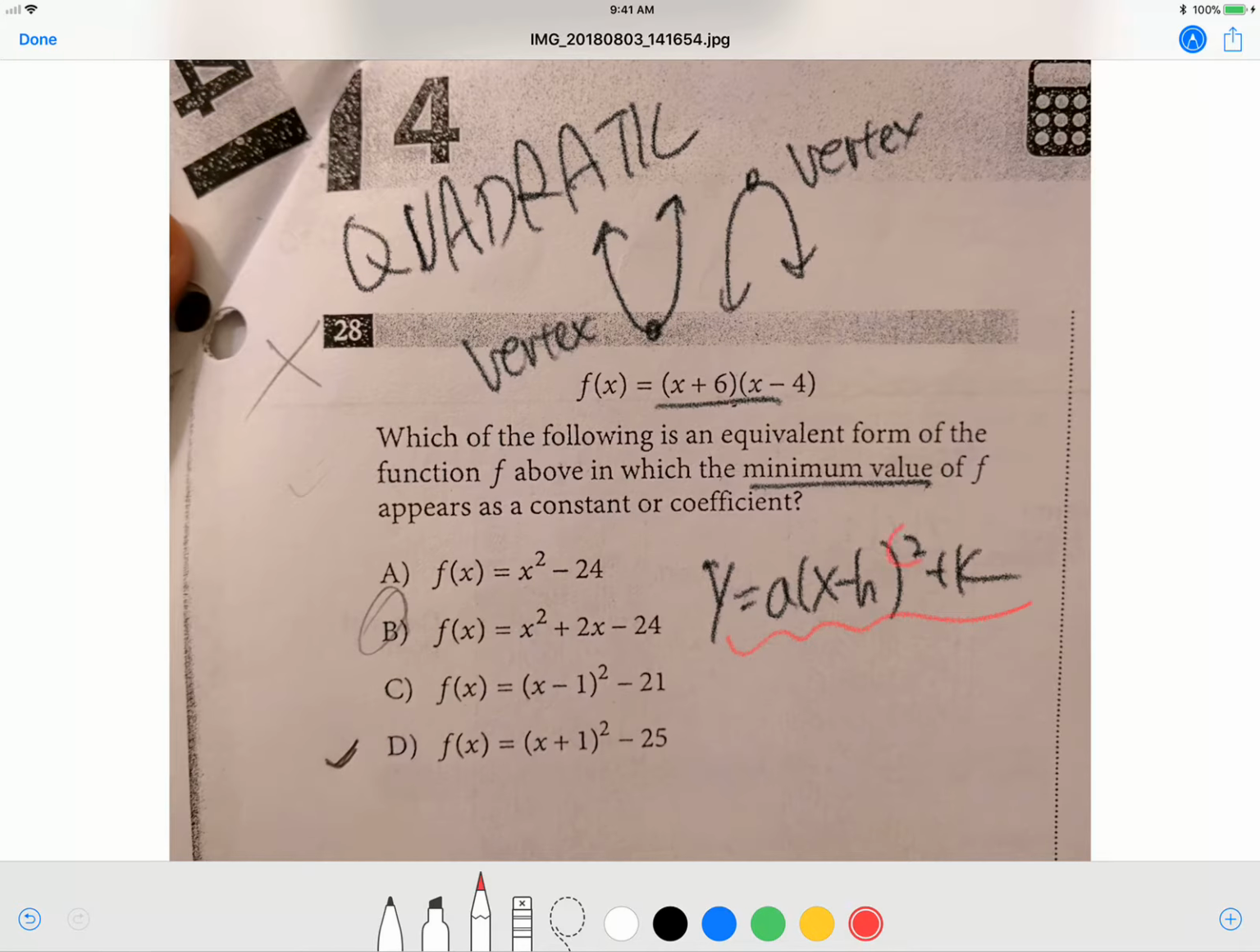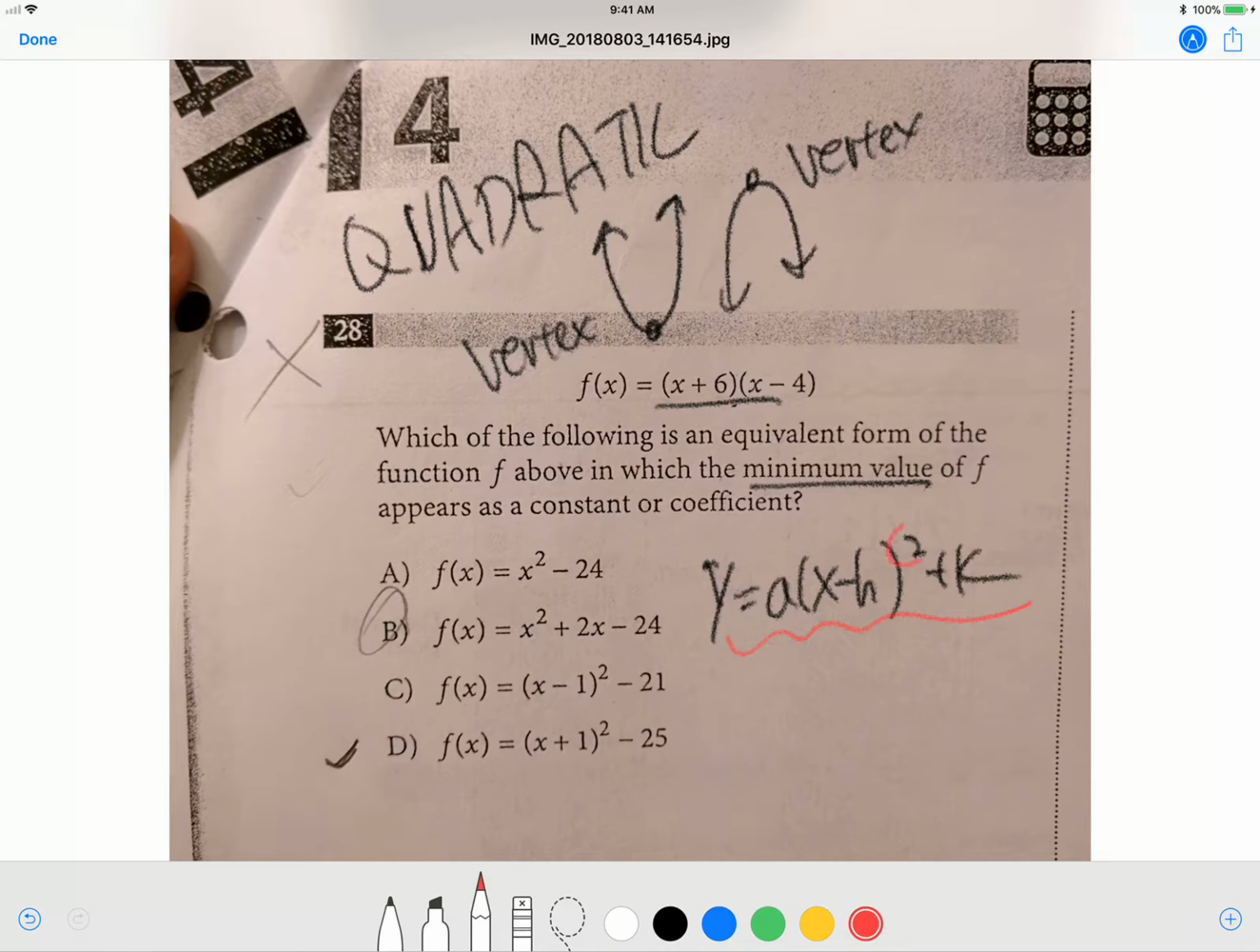And h comma k is always your center. Okay? And a just tells you how dilated it is, so it's like how skinny or how wide this parabola is. That's what a is all about. But we're really not focused on that right now. We're really focused on getting my vertex point. Now, by knowing this, you can definitely eliminate A and B because it doesn't look anything like that.